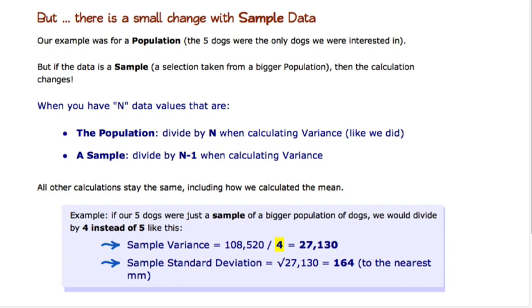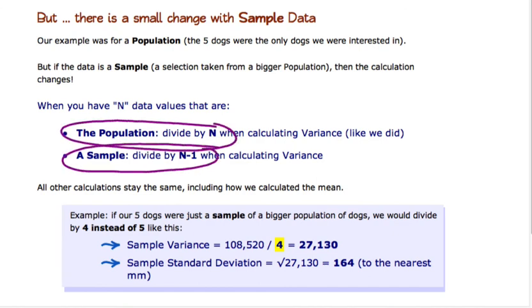Remember when we talked about, again, you don't need to write this down, the population is divided by n, and if you have a sample, the only difference is n minus 1.